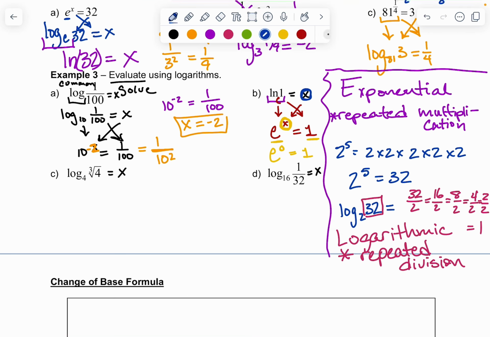Next, jump it down to C. We've got a base of 4. Bring it over the x. And then it equals the cube root of 4. So again, another little special case of exponents here. I'm going to write the rule out for you.